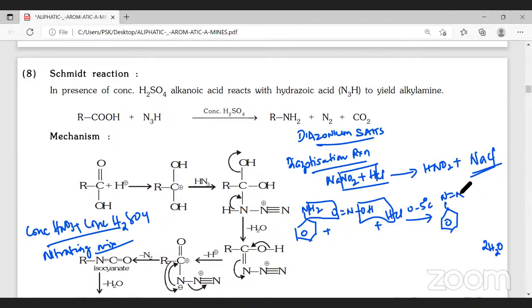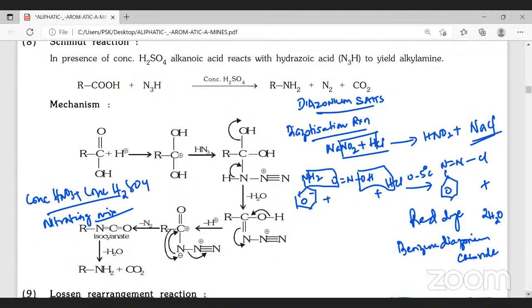Nitrogen, and you have the Cl. This is a red colored dye, and it's called benzene diazonium chloride. It's abbreviated as BDC. So benzene diazonium chloride is prepared by the reaction of aniline with nitrous acid in the presence of HCl at 0 to 5 degrees Celsius.